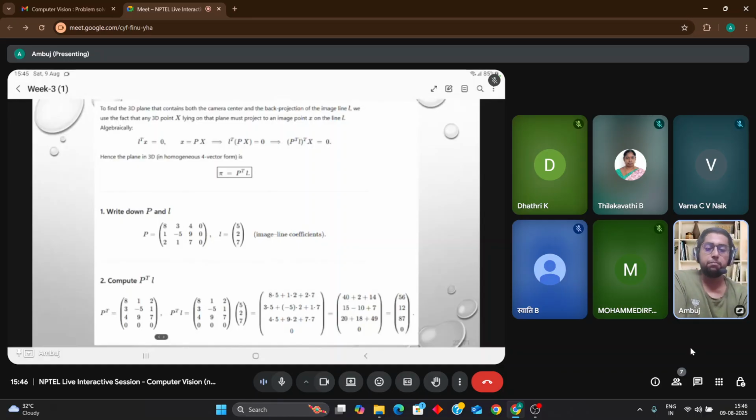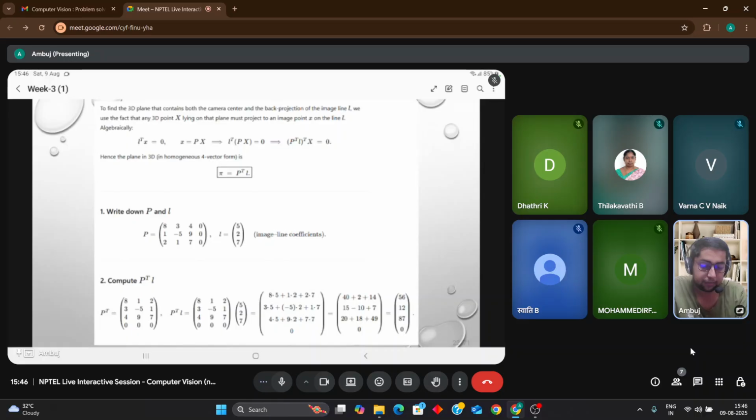To find the 3D plane that contains both the camera center and the back projection of the image line L, we use the fact that any 3D point X lying on the plane must project to an image point small x on the line L. Algebraically, L transpose x equals 0, and hence you get the projective plane pi as P transpose L. From the question, you just have to compute P transpose times the coordinates of line L.